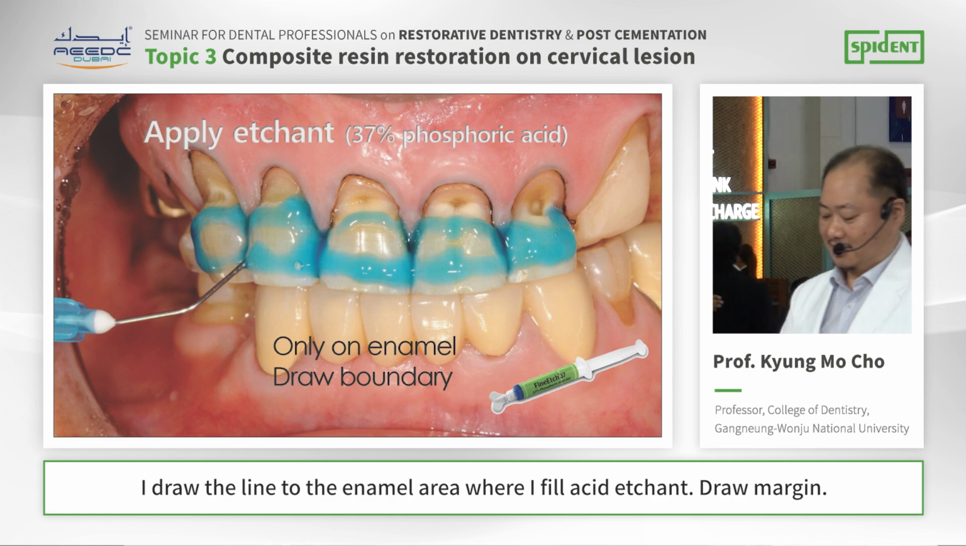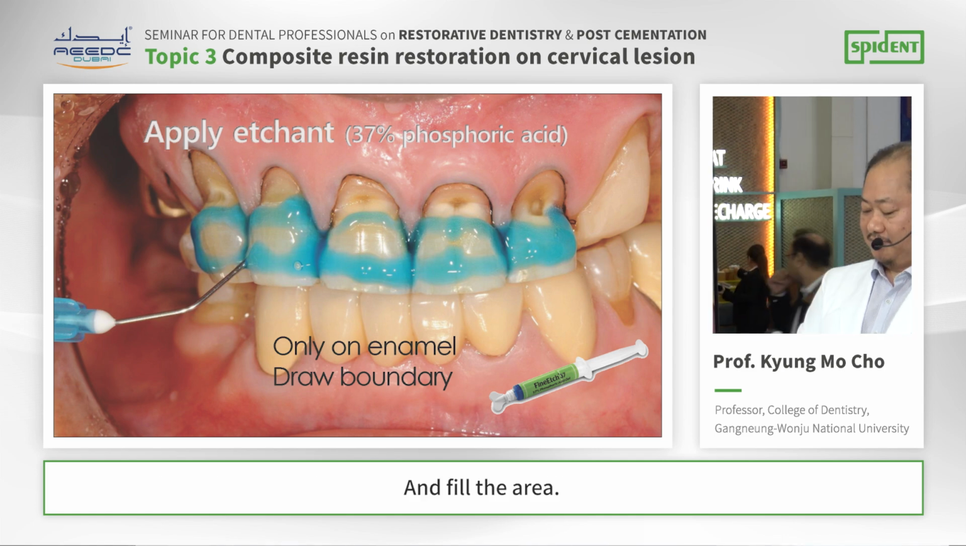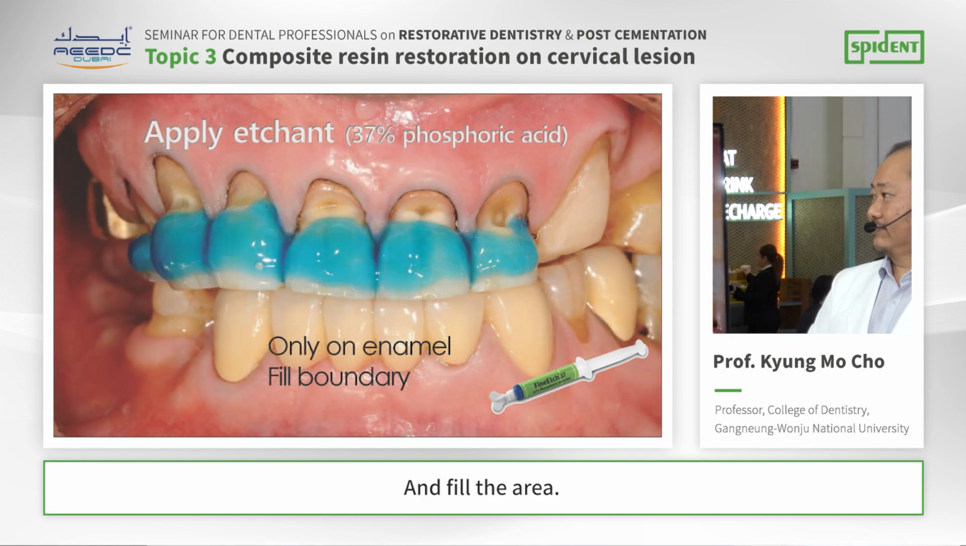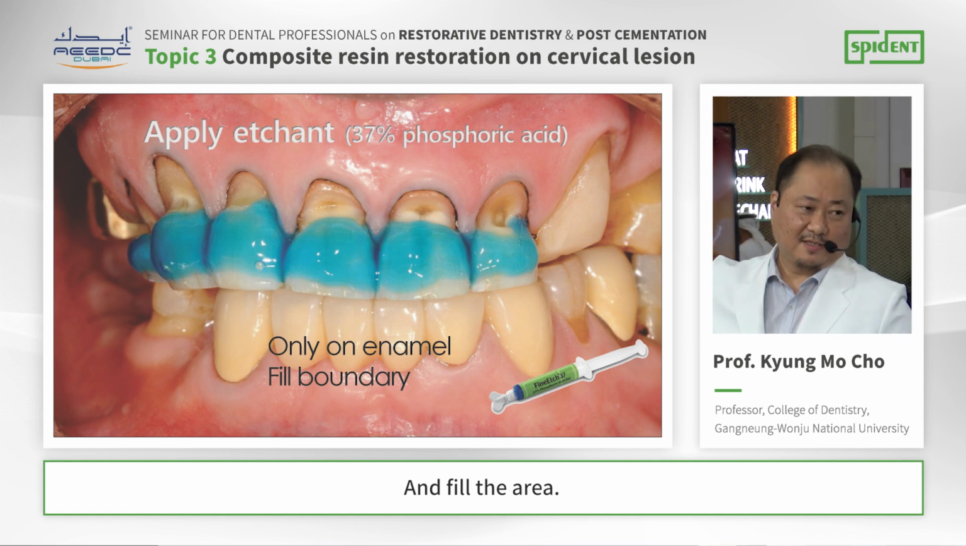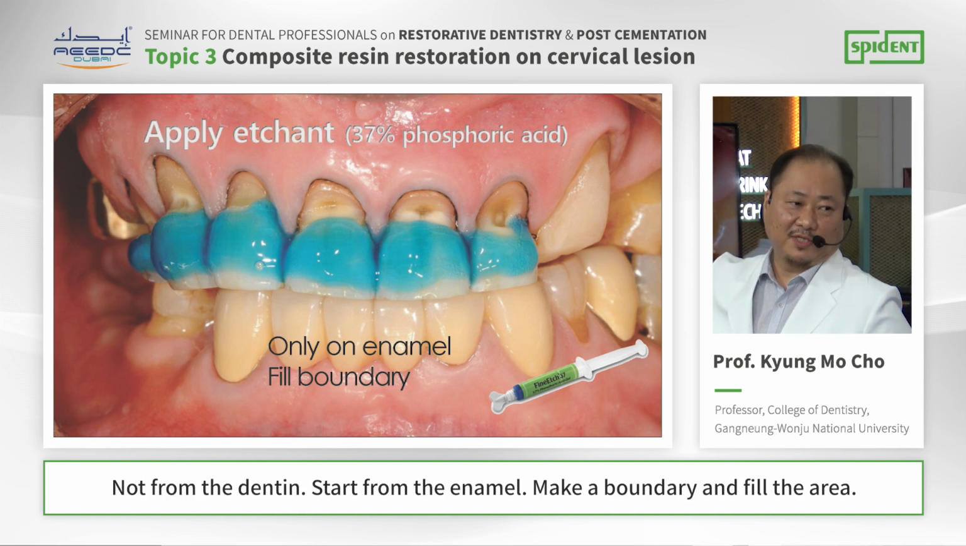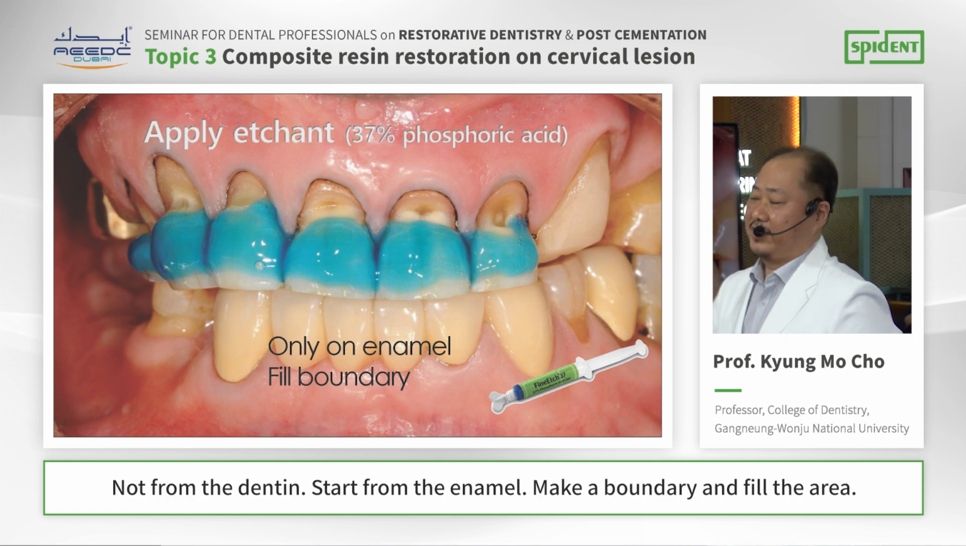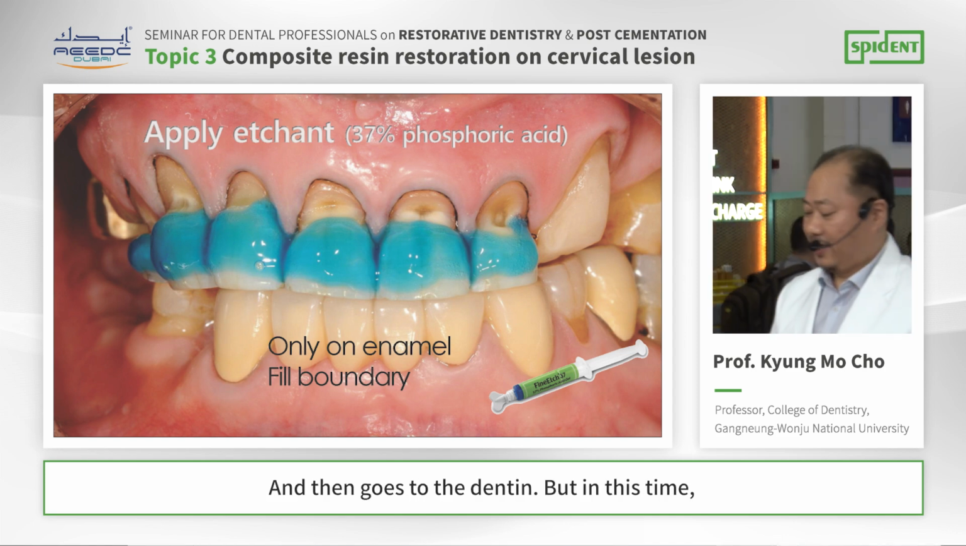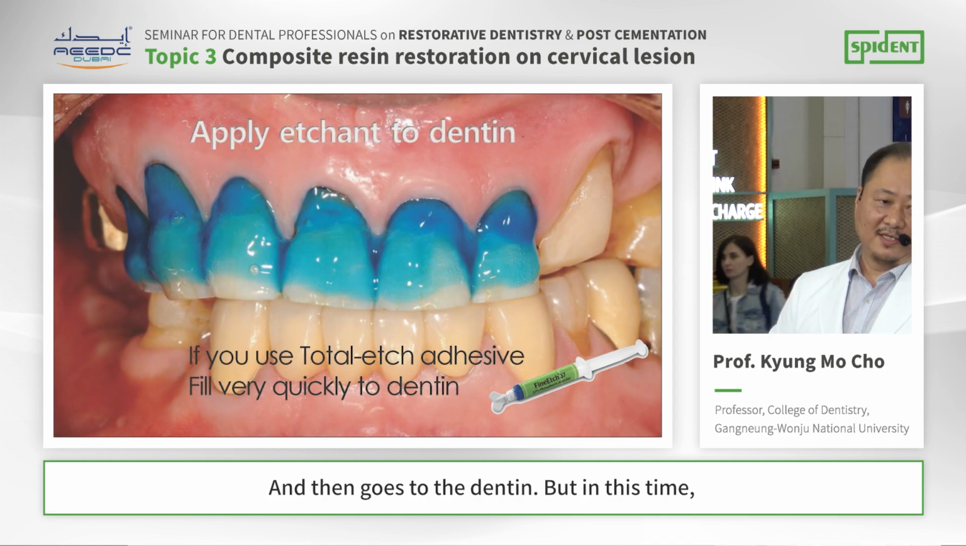I draw the line to the enamel area where I fill the acid etchant, along the margin. Here is the area. Not from the dentin. Start from the enamel. Make a boundary and fill the enamel area, and then go to the dentin.